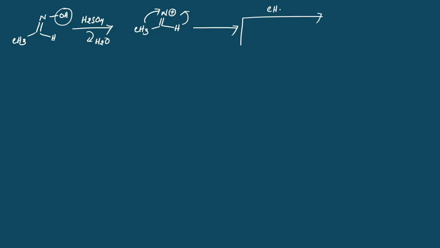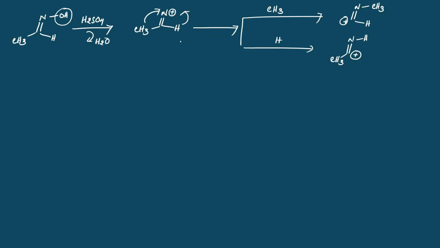Suppose the CH3 group is the migrating group, then what you will get is the nitrogen with a CH3 here, and you have the positive charge here, and you have the hydrogen. Or if the hydrogen is the migrating group, what you will end up with is the hydrogen here and your CH3, and you have a positive charge.